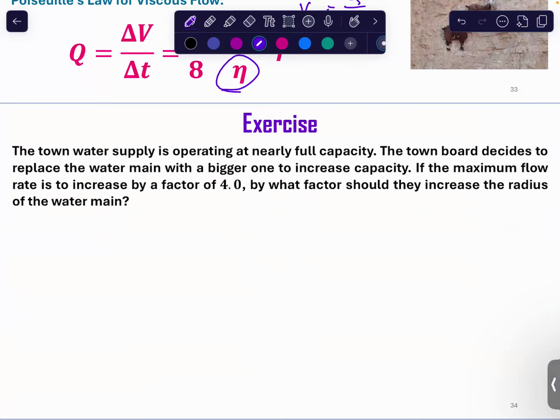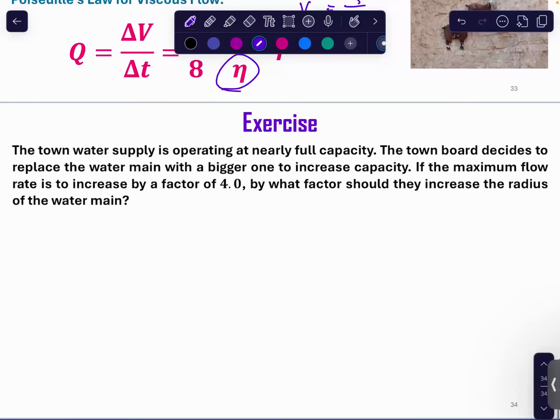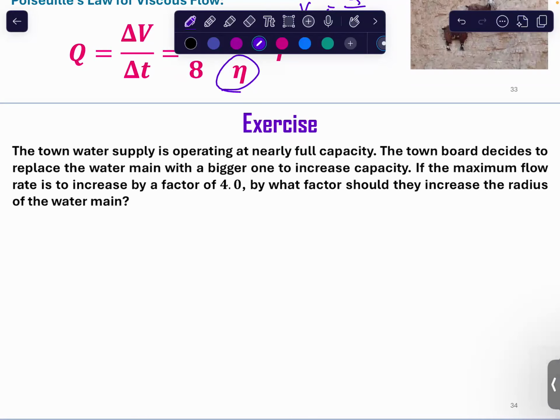The town water supply is operating at nearly full capacity. The town board decides to replace the water main with a bigger one to increase capacity. If the maximum flow rate is to increase by a factor of 4, what factor should the radius of the water main be increased to?